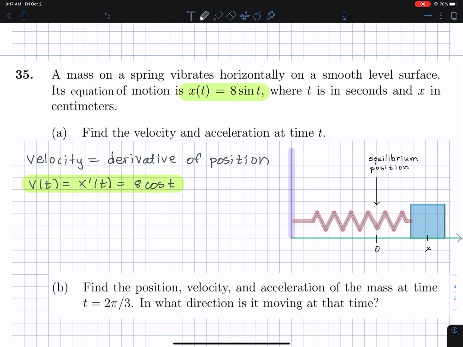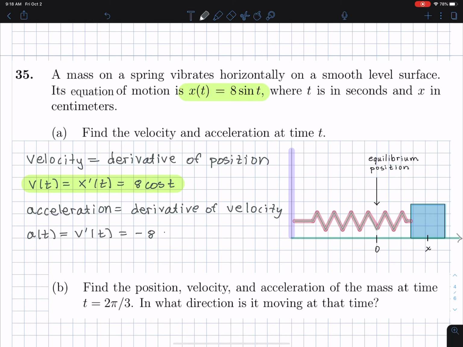The other piece that we're looking for is that acceleration is equal to the derivative of velocity. And so we have a of t equals v prime of t. And now I look above here. Well, v of t is 8 cosine t. And so the derivative is negative 8 sine t, because the derivative of cosine t is negative sine t. All right, so we did that one.